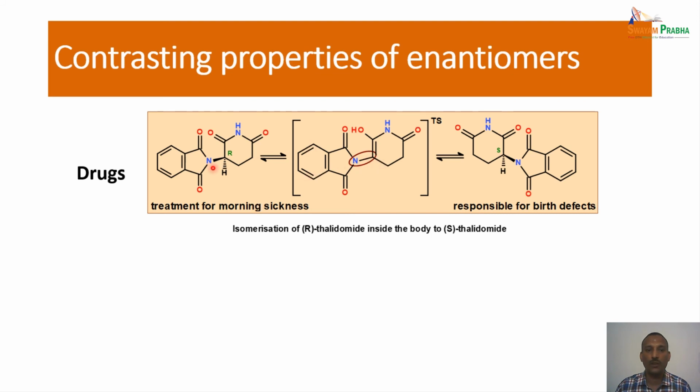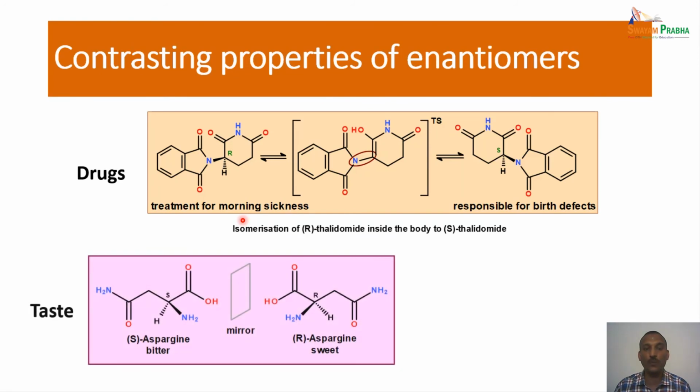One of the isomers was used for treating morning sickness in pregnant women, but the other isomer is responsible for birth defects. Roughly 10,000 kids were born with birth defects. That's the reason this drug was completely banned, and unfortunately, later on people found out that even though the R isomer is the required one, useful for morning sickness, within the body it undergoes metabolism to produce the S isomer, so thalidomide is no longer prescribed for morning sickness in pregnant women.